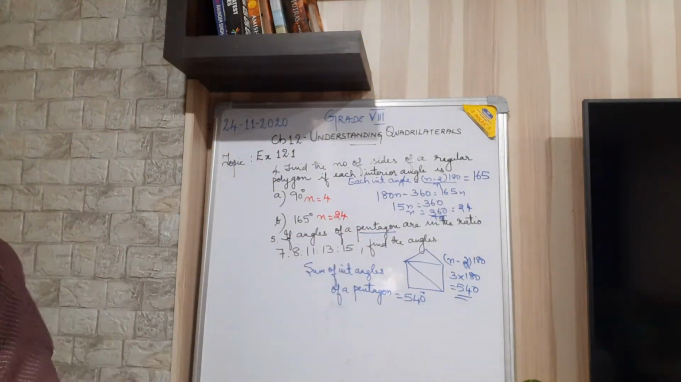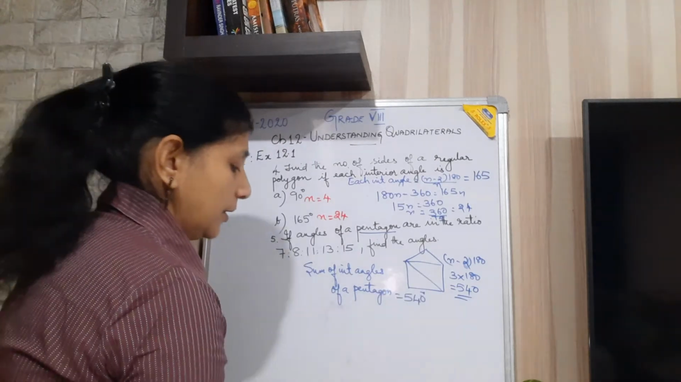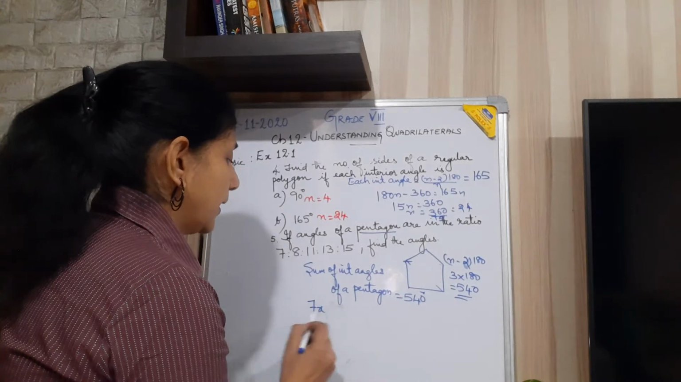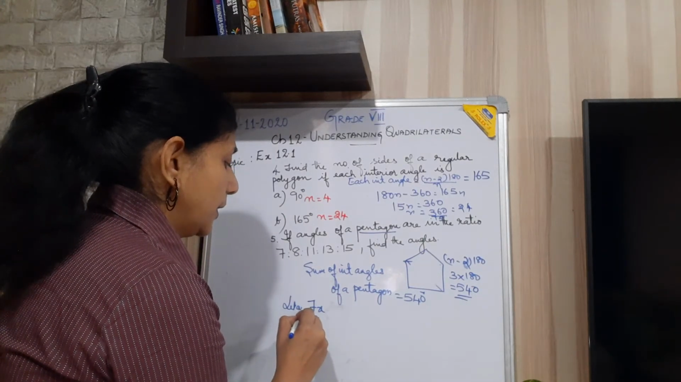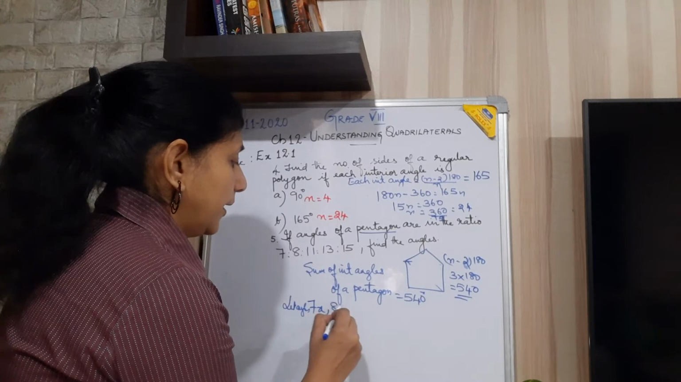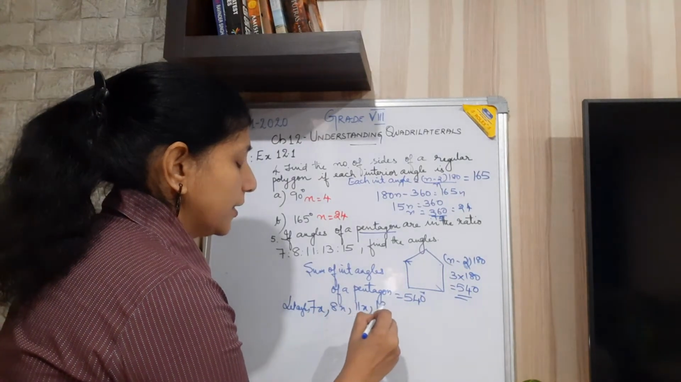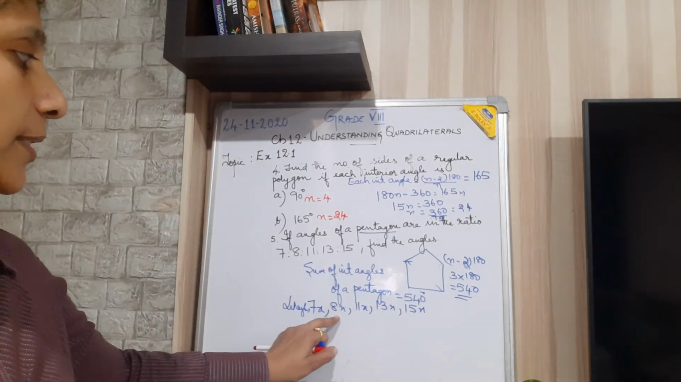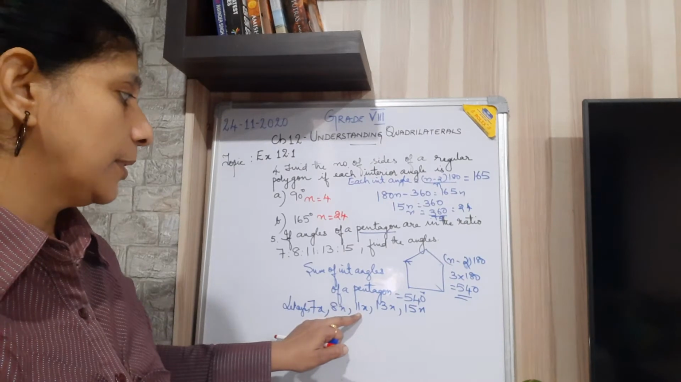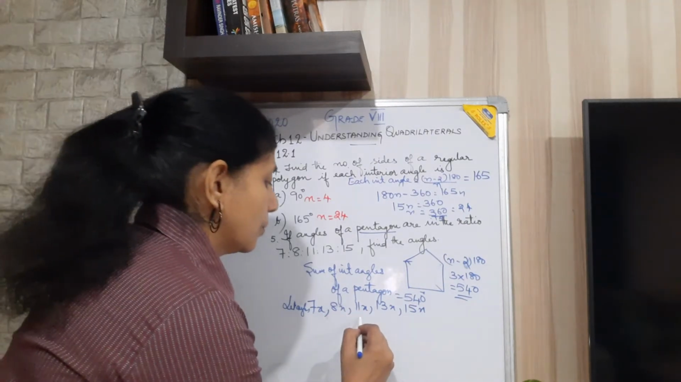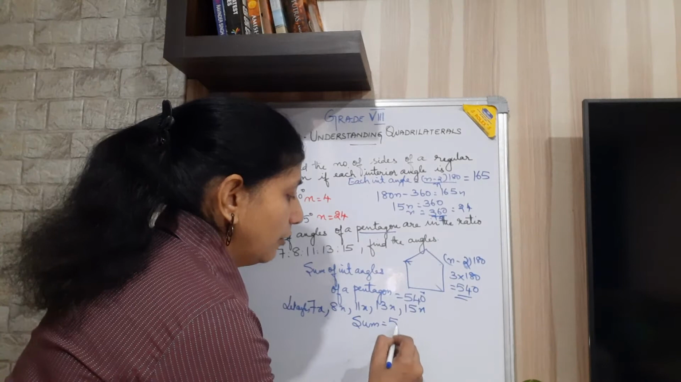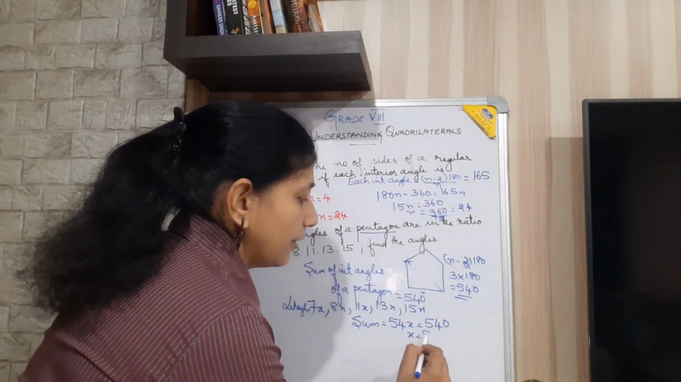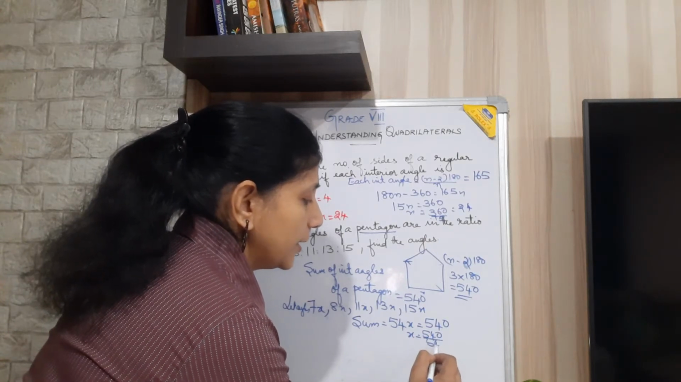Now all the angles are given in the ratio. Let the angles be 7x, 8x, 11x, and so on. If it is in the ratio, you will put an x. Okay, so what is the sum? 7 plus 8, 15, 15 plus 15, 30, 30 plus 10, 40, 50, 54. So the sum is equal to 54x, that is given as 540. So what is x? 540 by 54. How much is it? It is 10.